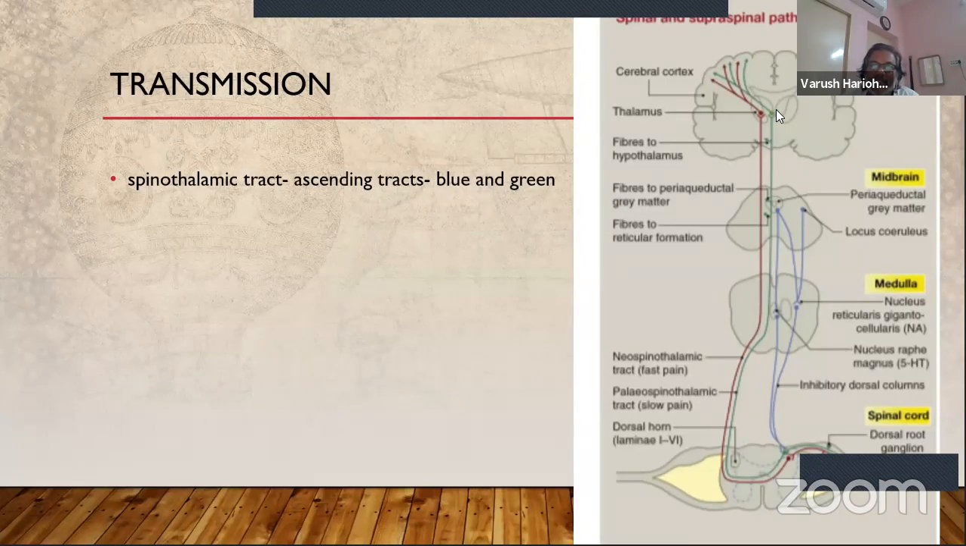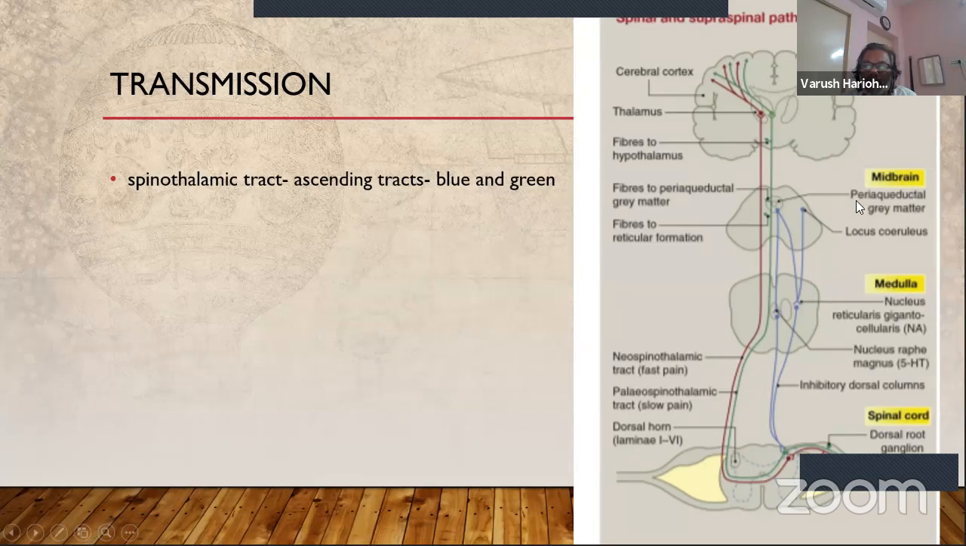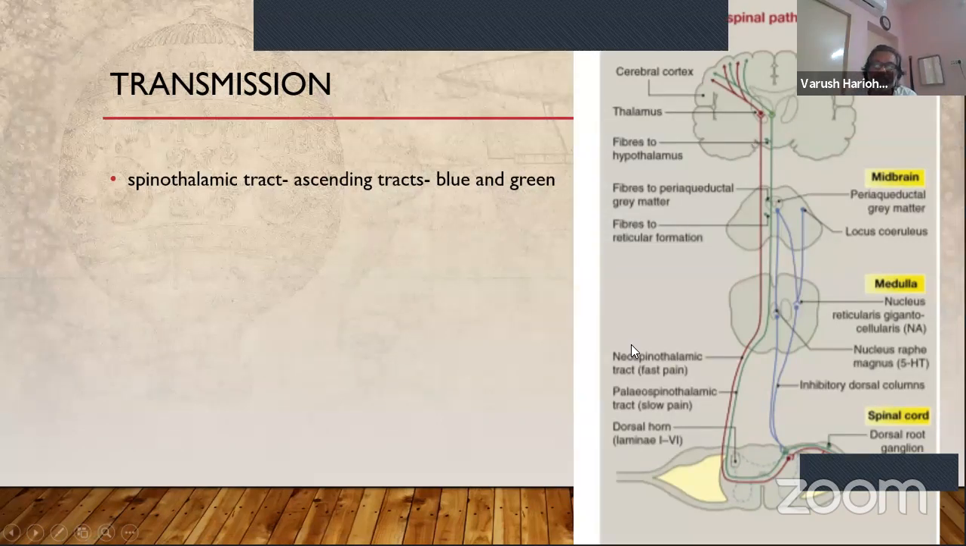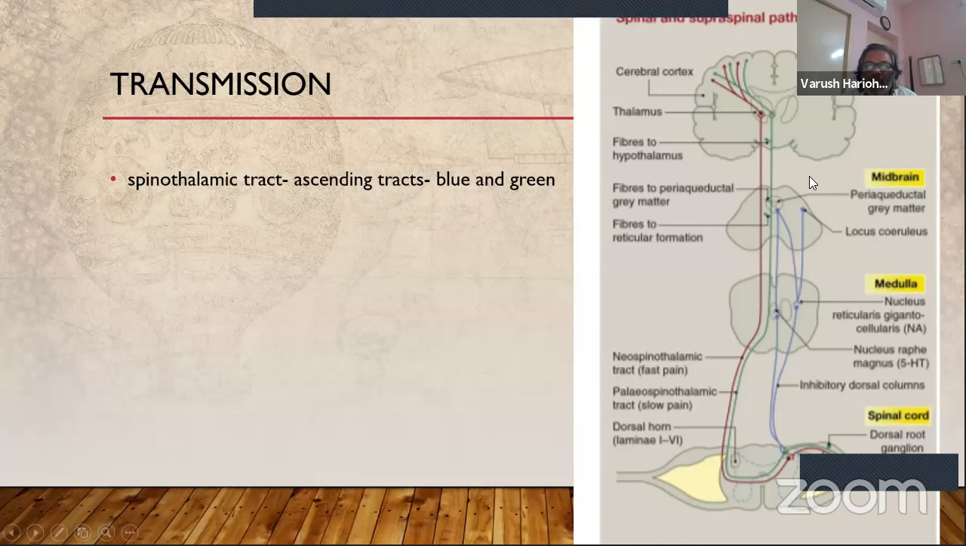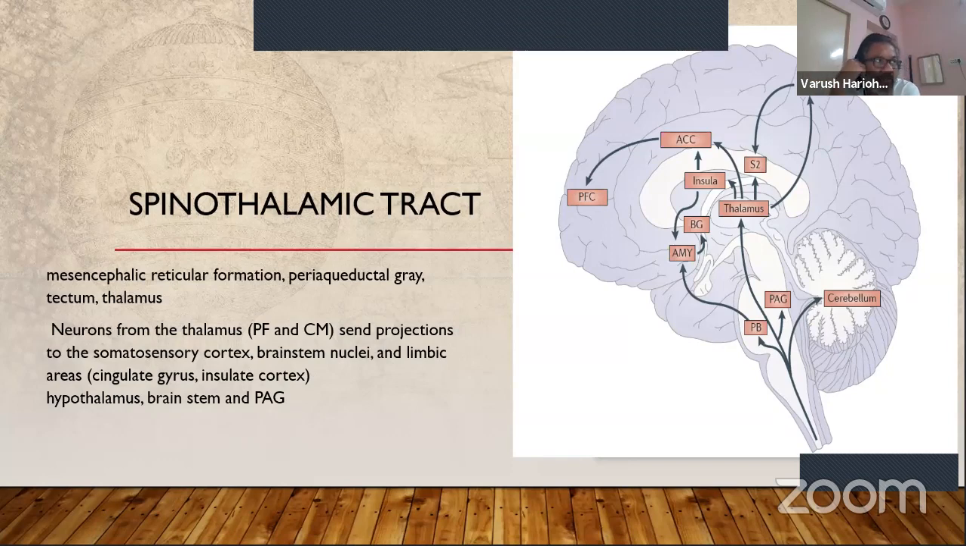When they are going to the cortex, it goes via your thalamus. That's why it's called the spinothalamic tract. And it also goes to other places, we will talk about those things also, right? And you will also have your descending tracts. Remember, all information which is going up has to come down also, because as we know, it is a reactive system, right?